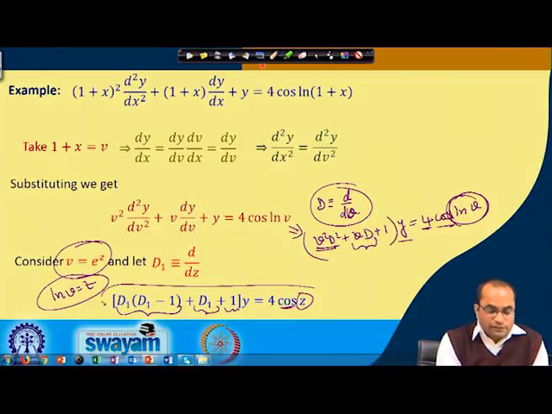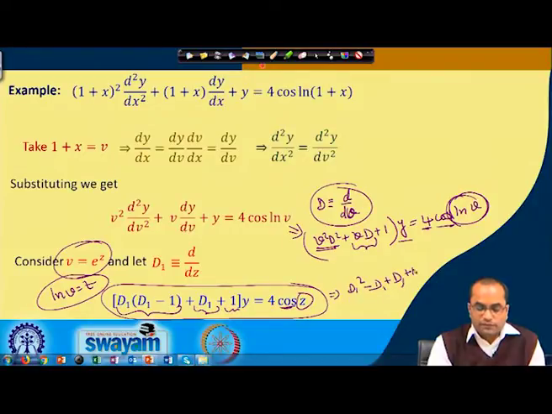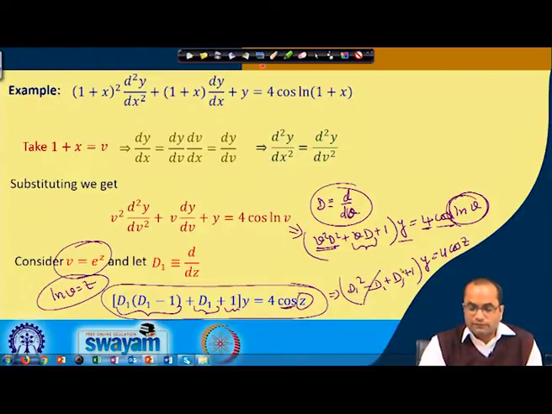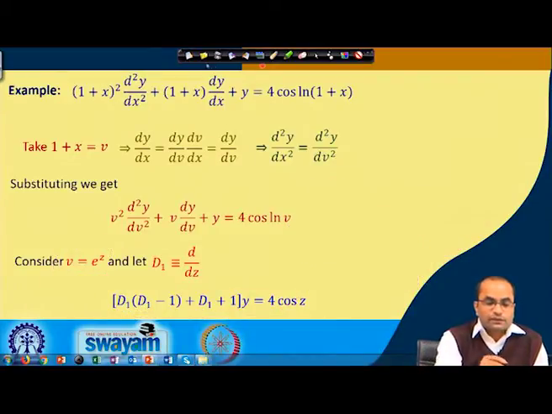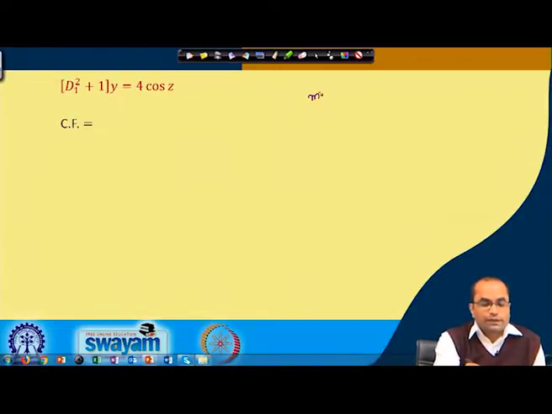So, our new equation now becomes D1 square minus D1, then we have plus this D1 and plus 1 operated on y is equal to 4 times cos z. D1 gets cancelled and we have D1 square plus 1 operated on y is equal to 4 times cos z. So, that is the new equation now.